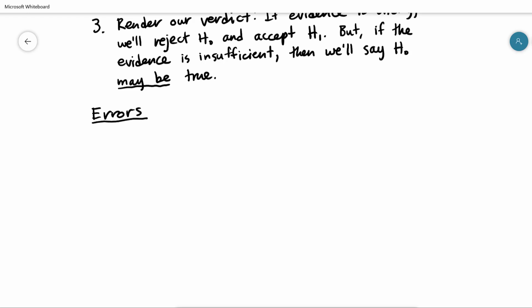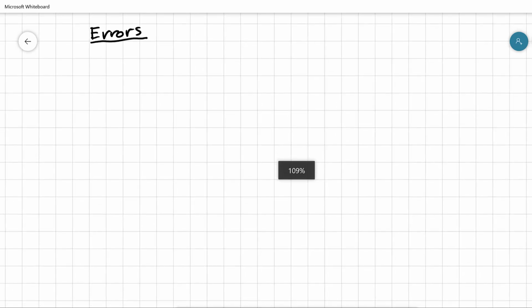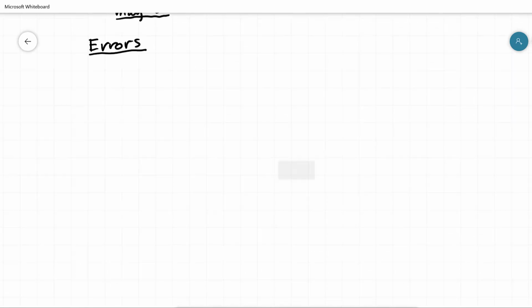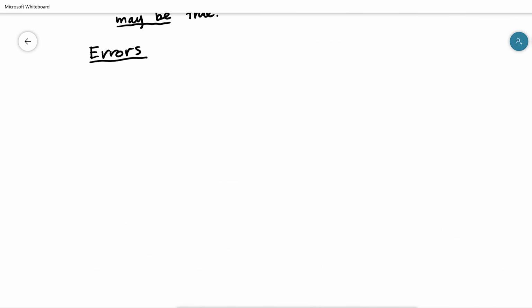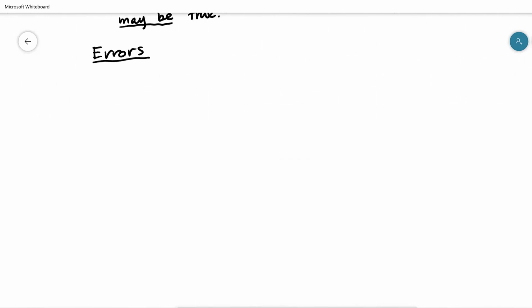So these are the errors in our hypothesis test, ways things can go wrong. Okay, so basically the question is, what if we screw up? What are the different ways that we can screw it all up?